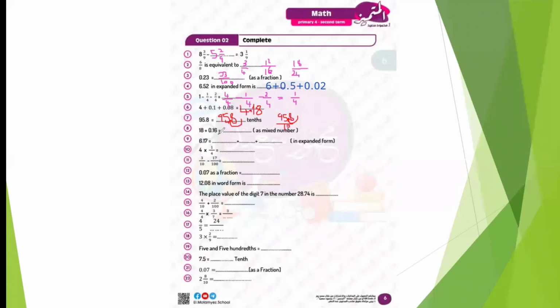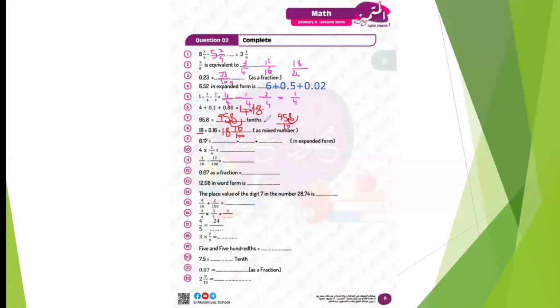Number 8, 18 plus 0.16 as a mixed number. This is a whole number, so write it as the whole number. Then 16 hundredths means 16 out of 100. So 18 and 16 out of 100. This is the answer.